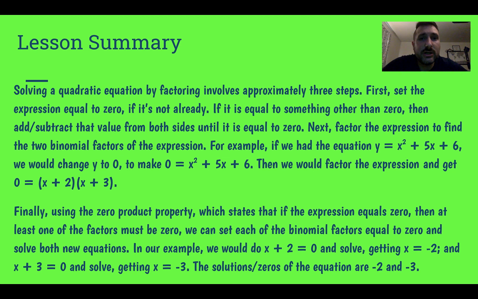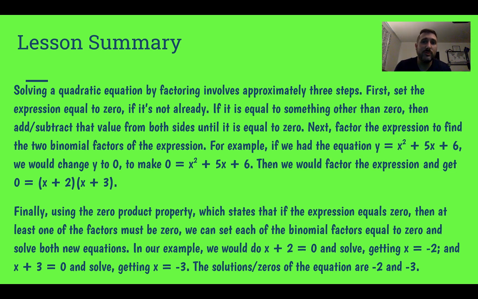Finally, we use our zero product property, which states that if the expression equals 0, then at least one of the factors must be 0. So using that, we can set the binomial factors equal to 0 and solve. So in our example, we would do x plus 2, one of the factors, equal to 0. Solve that and get x equals negative 2. And x plus 3 equals 0. So solving that, we'd get x equals negative 3. That means that our solutions, or zeros, for the equation are negative 2 and negative 3.